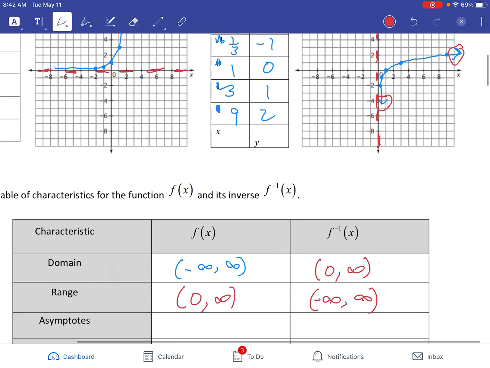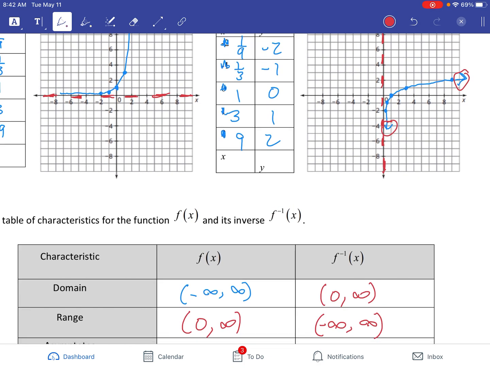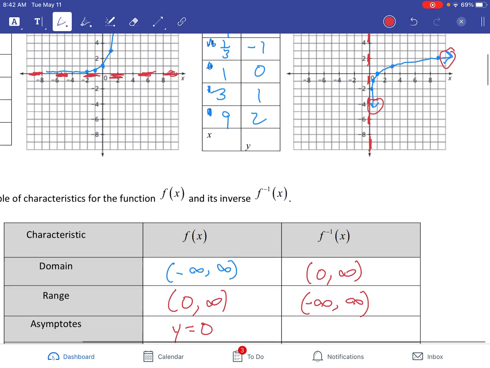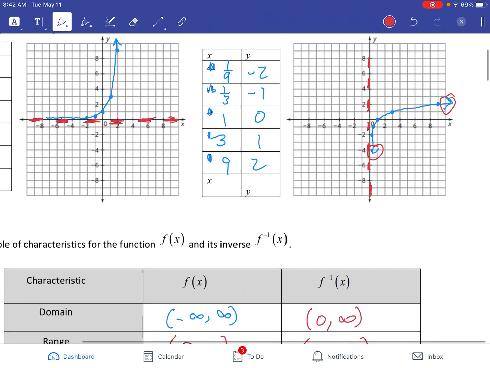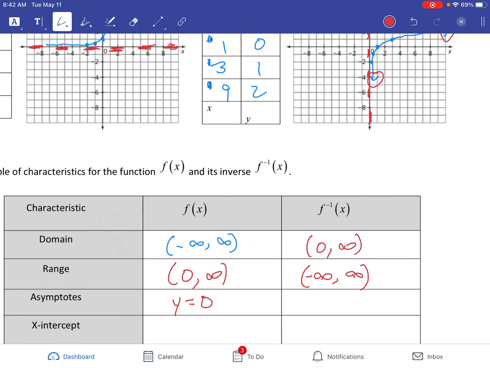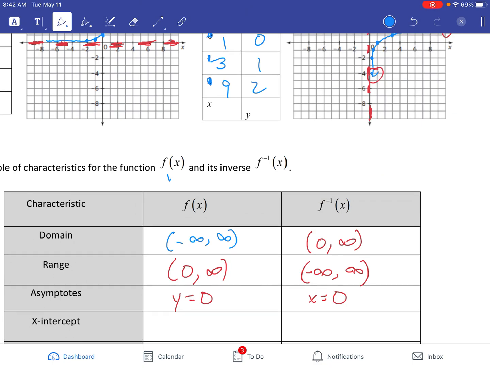All right, next the asymptotes. So this boundary line for the f of x function that I drew on the left is also your asymptote, and that equation is y equals 0. On the other side, for the inverse function, that boundary line is on the y-axis, which means that asymptote is x equals 0.